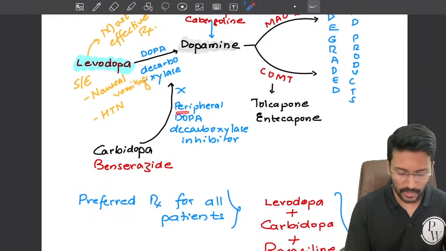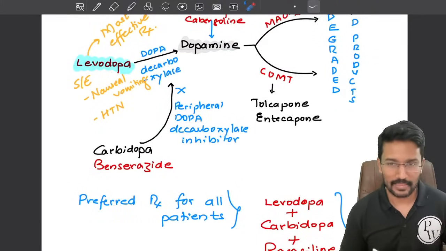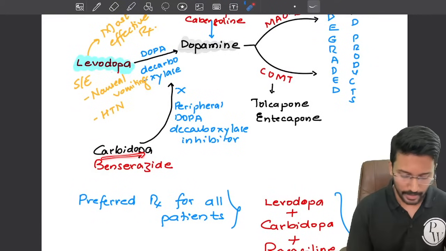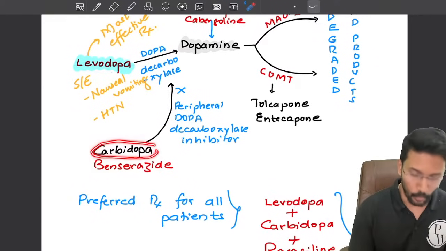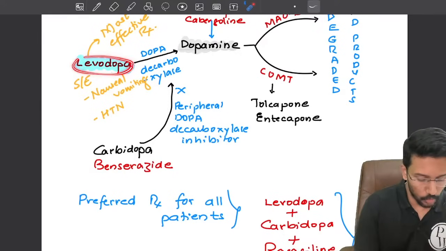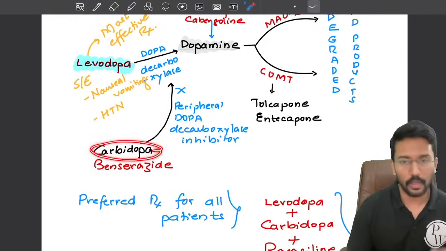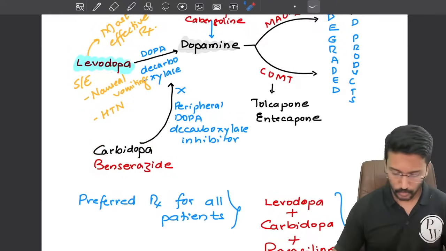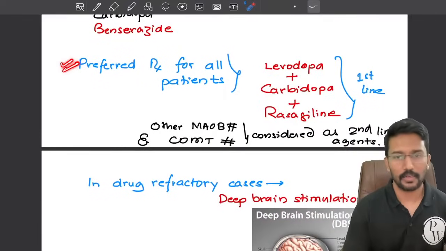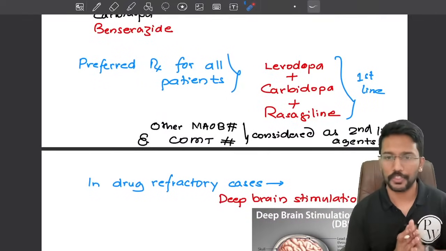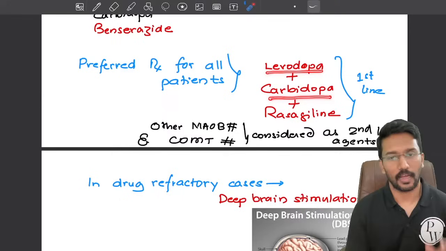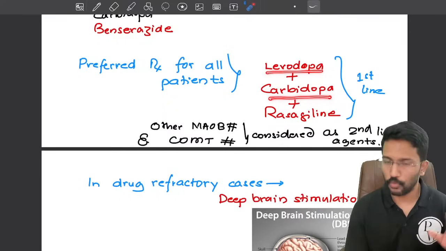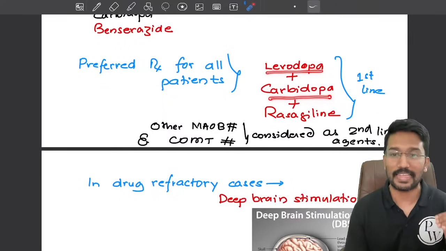We use drugs called as peripheral dopa decarboxylase inhibitors, and examples for this is carbidopa and benserazide. Between these two drugs, carbidopa is more effective. So whenever we give levodopa, we should be giving carbidopa also. So the 2023 guidelines recommend that for all patients of Parkinson disease, we should start them on levodopa and carbidopa. No longer role of any other drugs as an initial choice.